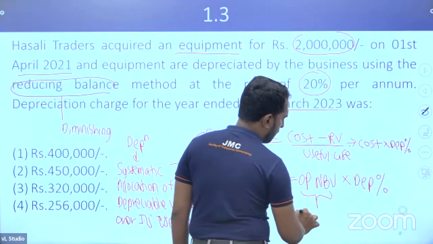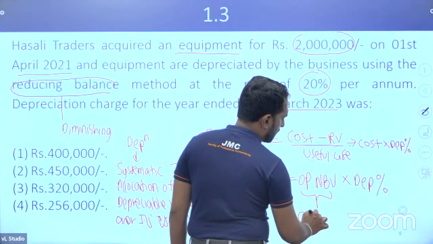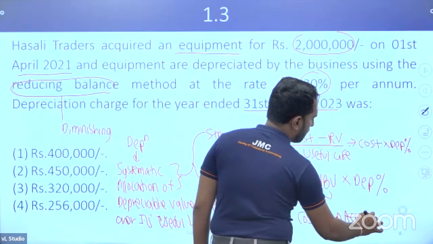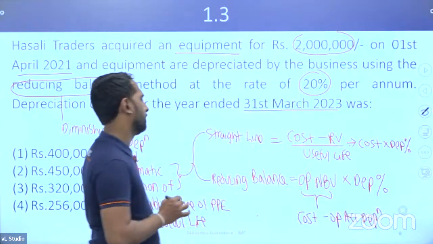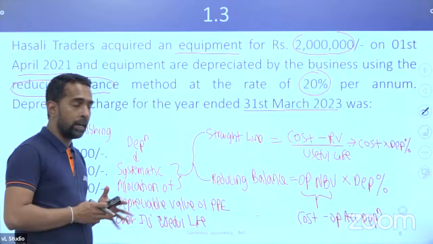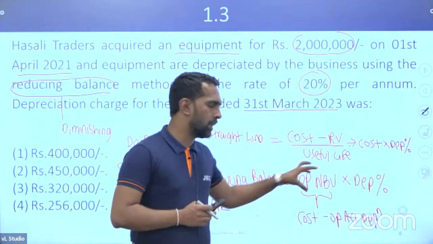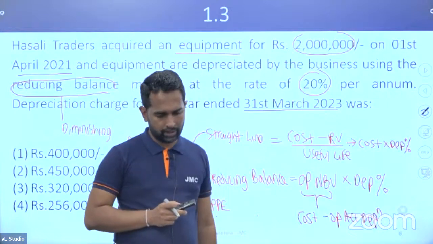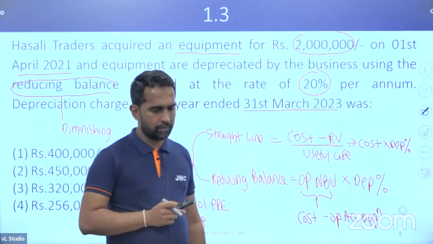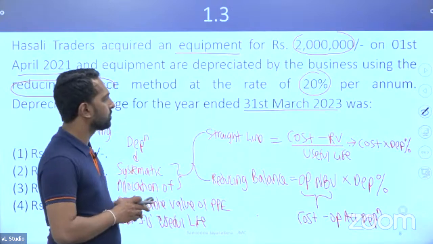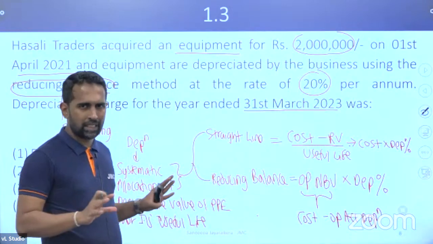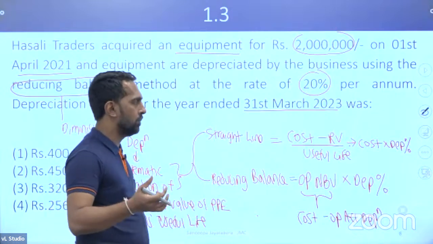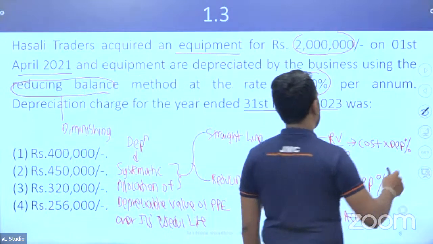Basically you are calculating the opening net book value into the depreciation rate. How do we calculate the opening net book value? Cost less opening accumulated depreciation. That is how we calculate. So the reducing balance depreciation will always be calculated as cost less opening accumulated depreciation into depreciation rate. Okay, that is basically the background. Now we are supposed to calculate the second year depreciation.